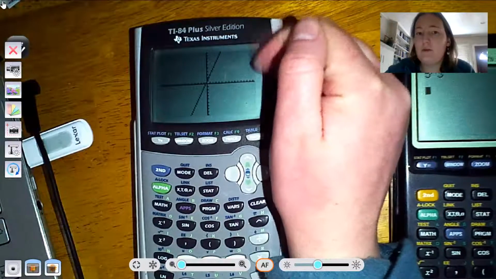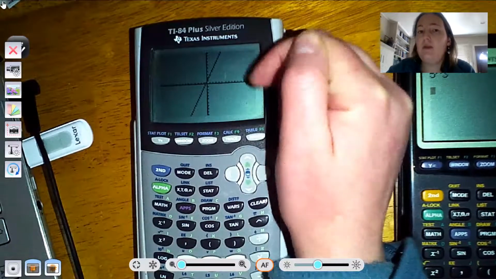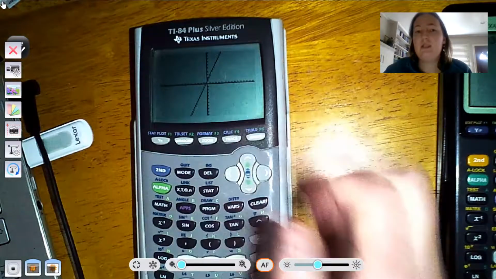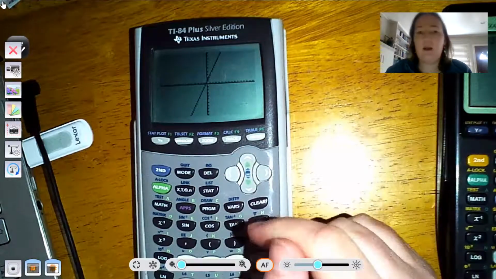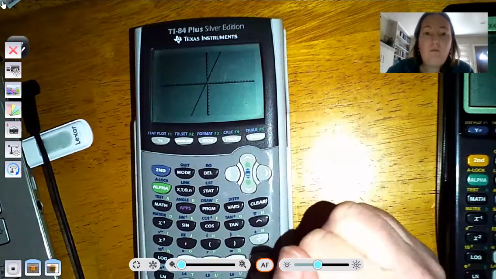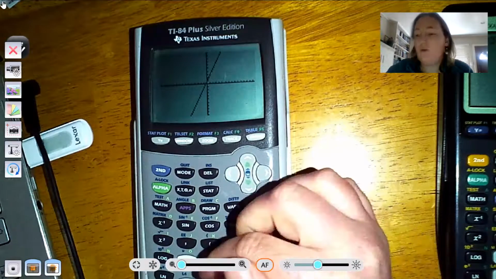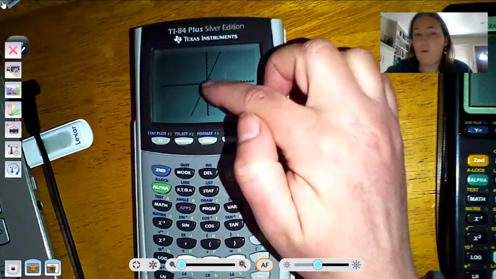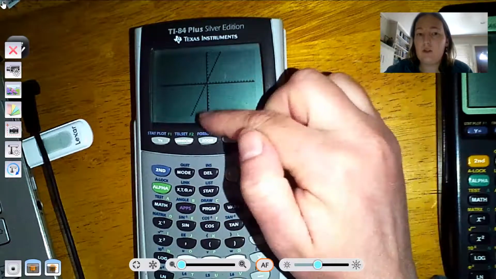And the little arrows up here, that the cursor was moving, meaning it was working. Sometimes you'll see the word busy show up. I think that's actually on the 89 that you see the word busy. So this is the graph of the line 2x plus 1. You can see the y-intercept at 1 and the slope is 2.